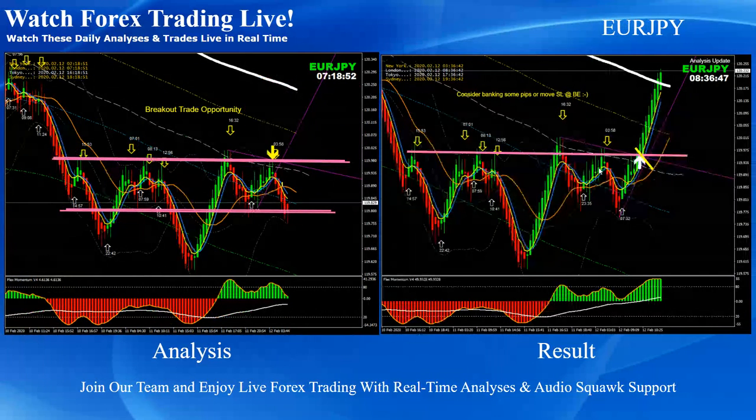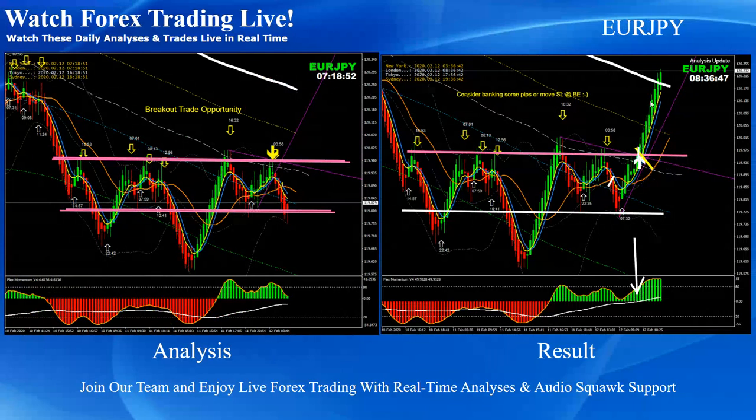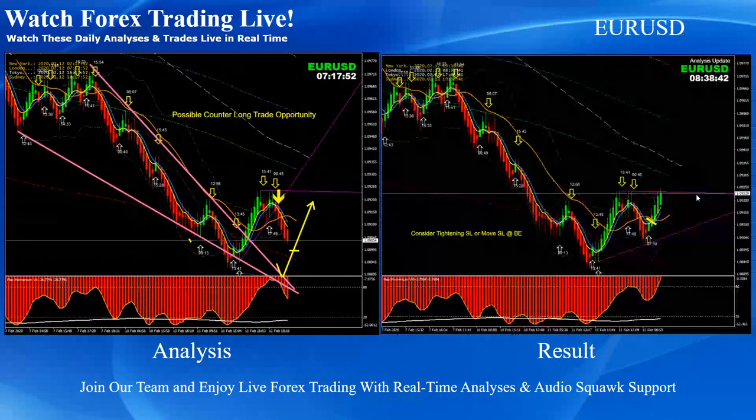Euro yen, pretty straightforward. We had this short trade, bank few pips, and the price developed another flag pattern, as you can see based on this analysis. Beautiful, based on the momentum. Beautiful breakout long trade, and price nicely hit our final target. Beautiful long trade on euro yen.